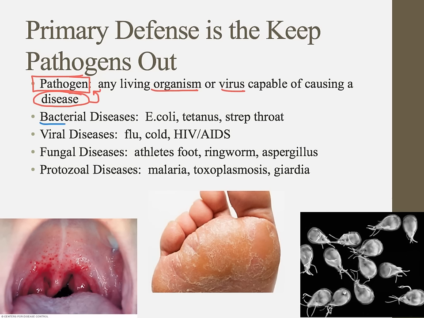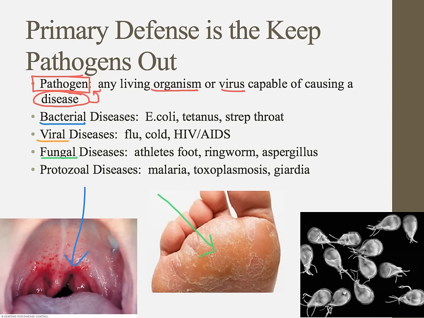All right, so some common bacterial diseases: E. coli poisoning, tetanus, which we get from soil bacteria, and strep throat. Those are all bacterial diseases. Some common viral diseases: the common cold, the flu, HIV, AIDS. Fungal diseases can include things like athlete's foot, ringworm, and aspergillus, which can cause an infection of that fungus in our lungs.